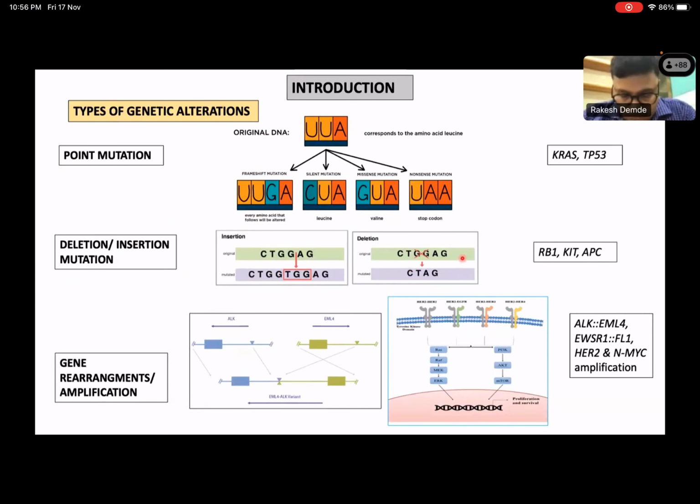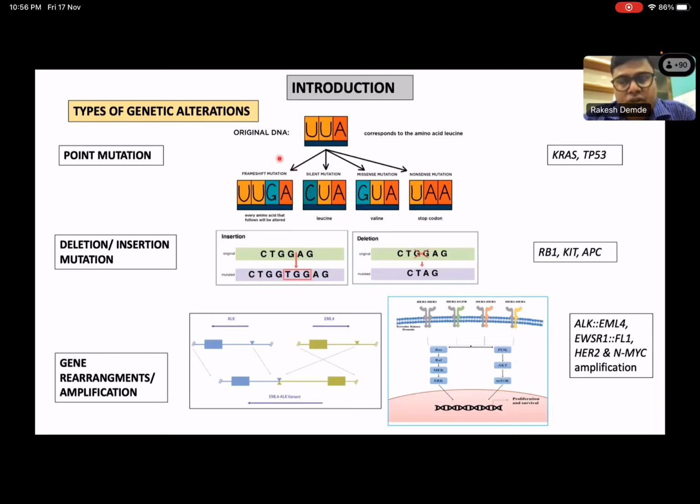Then we have to know what the types of genetic alterations are. So we see mutations like point mutation, deletion mutation, and gene rearrangement. So what is a point mutation? In a DNA sequence, there are nucleotides which are arranged. Whenever there is substitution of a normal nucleotide with another nucleotide, resulting in a conversion of that particular amino acid, you call it a point mutation.